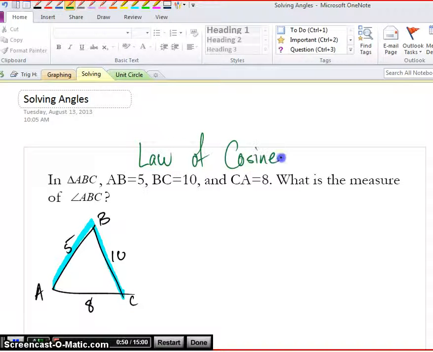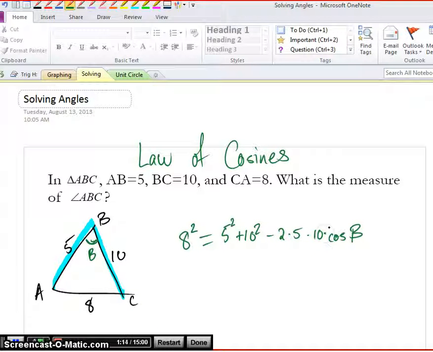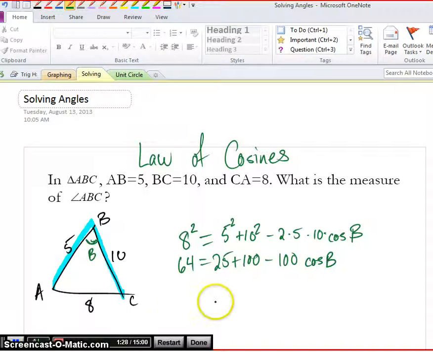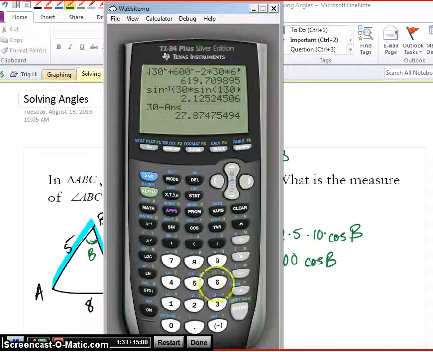To use law of cosines, we want to make sure that we set up an equation where 8 is the side on the opposite side, because then we will know that this angle here, angle B, will be the angle inside of the cosine. So we have 5 squared plus 10 squared minus 2 times 5 times 10 times cosine of angle B, and this can tell us what angle B is. So we have 64 equals 25 plus 100 minus 100 cosine B.